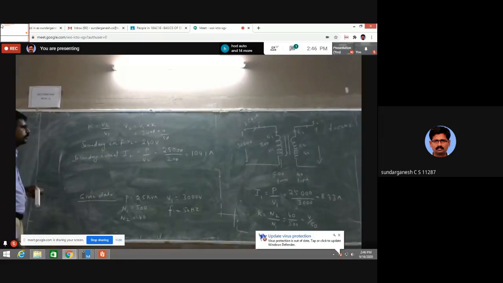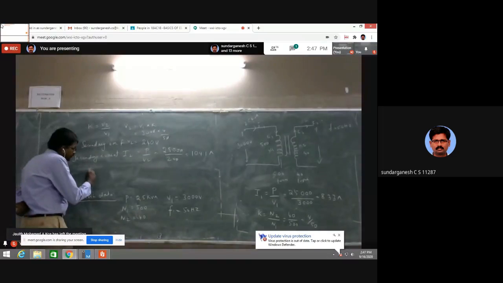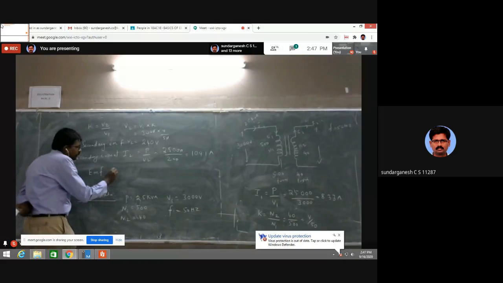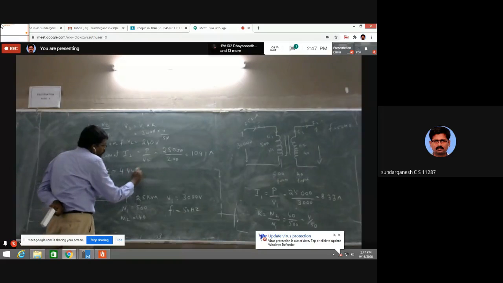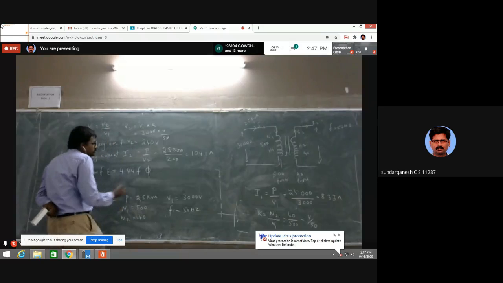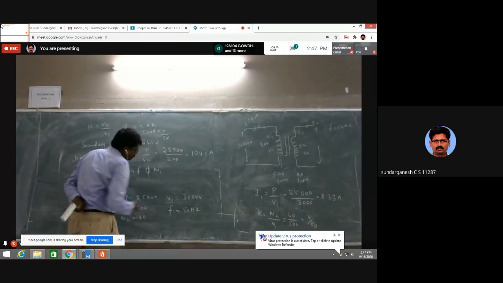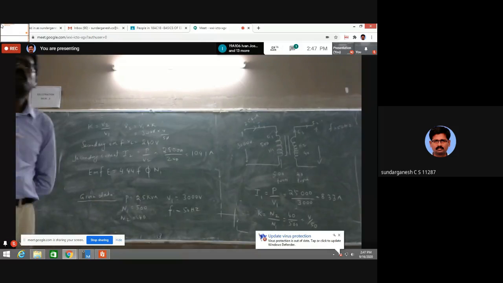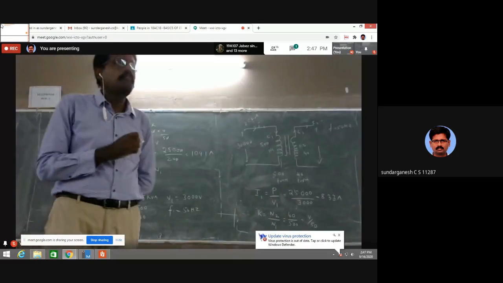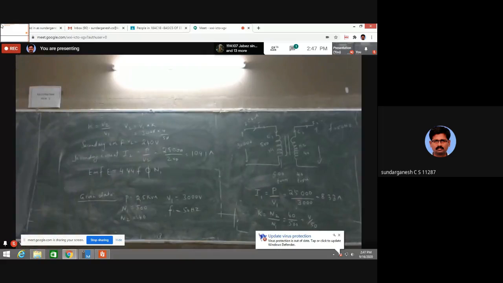So we have to find the flux per pole. The final question is flux per pole. The EMF generated in a transformer is E equal to 4.44 F phi N1 or N2. The equation for the transformer is 4.44 phi F into N1. So now we have to find the phi. The remaining things we know.